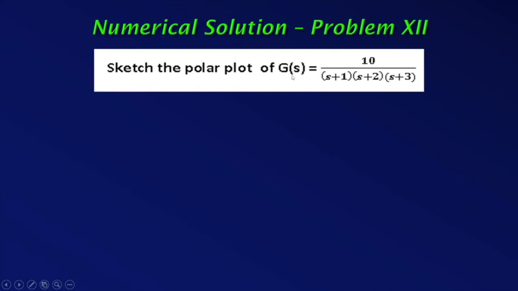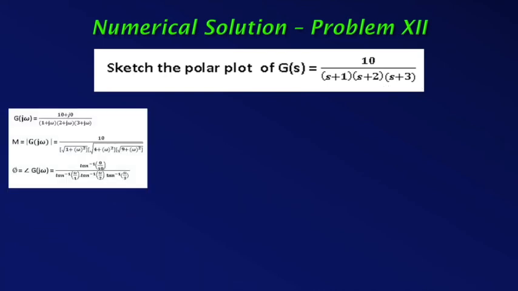Sketch the polar plot of G(s) equal to 10 divided by (s plus 1) into (s plus 2) into (s plus 3). Put s equal to j omega, then taking magnitude. Then write down the formula of phase angle: tan inverse 0, minus tan inverse omega by 1, minus tan inverse omega by 2, minus tan inverse omega by 3.